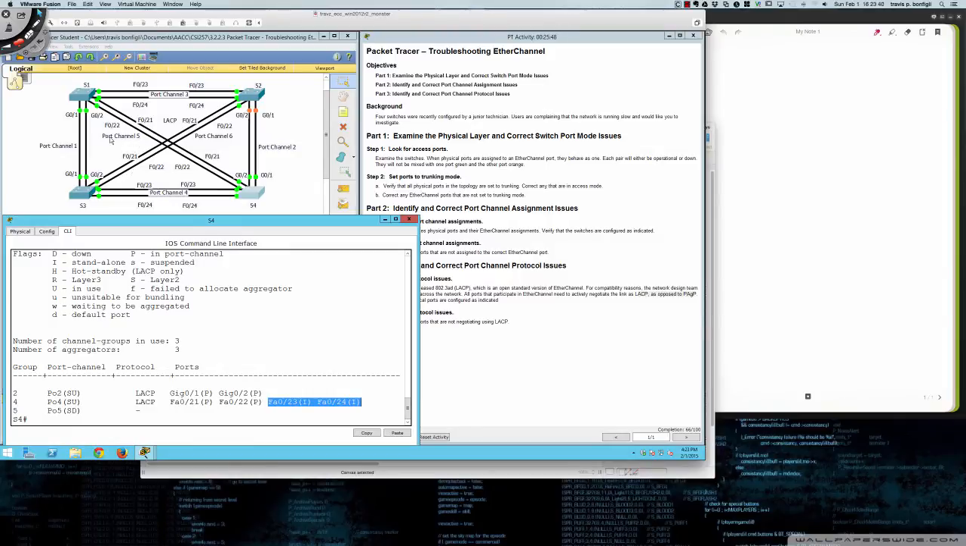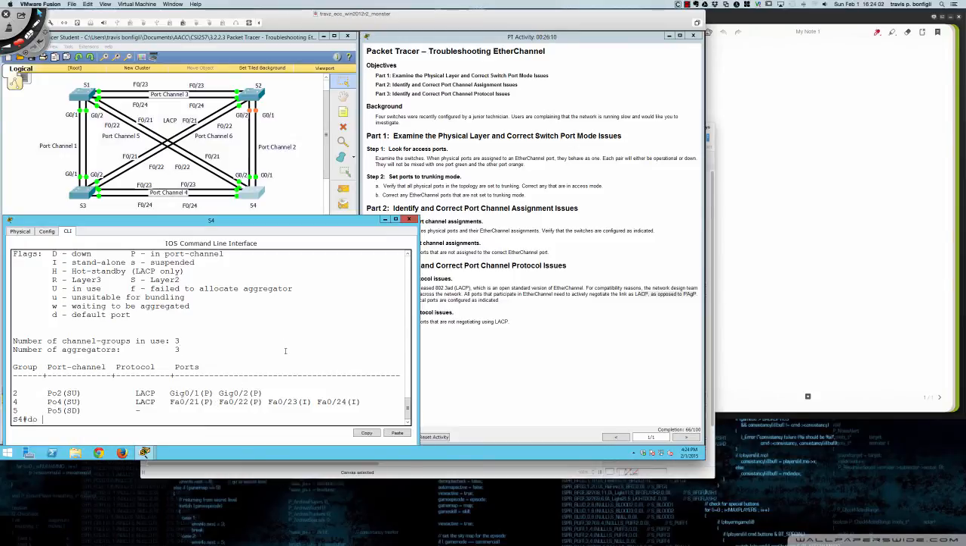So in looking here, you see how it says port channel 5? That 21 and 22 are in port channel 5. So what we've got is 21 and 22 are in 4, and they're up because they're properly configured on each side. However, they shouldn't be here in port channel 4. They should be in port channel 5.